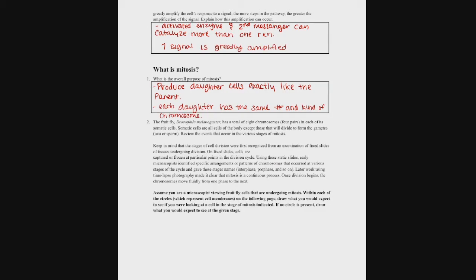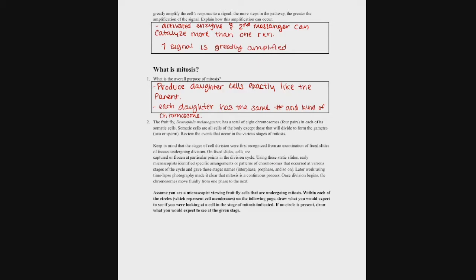Awesome. So using Drosophila melanogaster, I just call it Drosophila, has a total of 8 chromosomes, 4 pairs, in each of its somatic cells. Somatic cells are all cells of the body, except those that will divide to form the gametes, ova, or sperm. So somatic cells are pretty much everything else than what we use to reproduce.